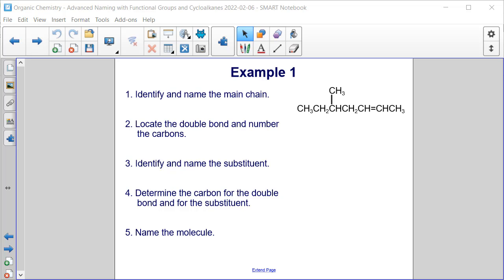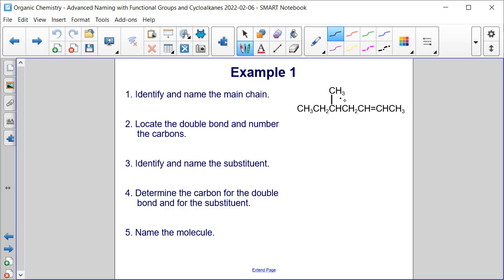So let's try to find our longest carbon chain. If I start here, I have 1, 2, 3. If I go this way, that's 4 carbons. If I go the other way, it's 4, 5, 6, 7. So that's our longest chain. It's right here. It's a 7-carbon chain. And a 7-carbon chain that includes a double bond would be heptene.